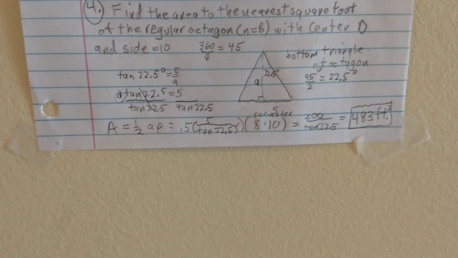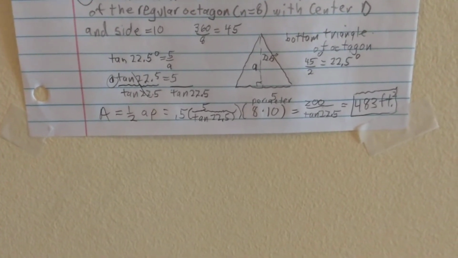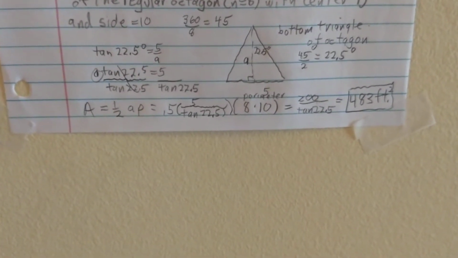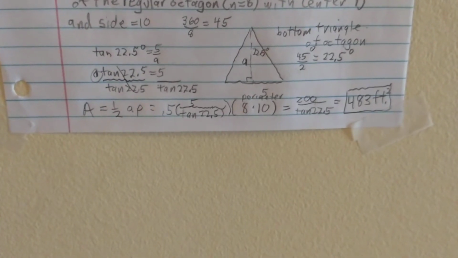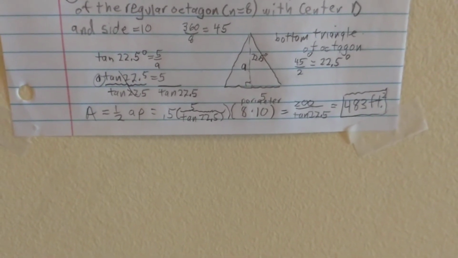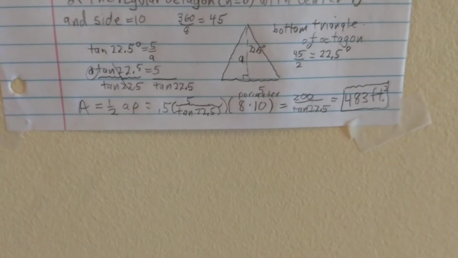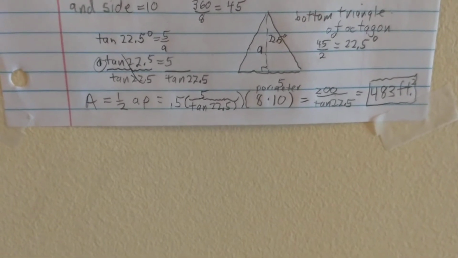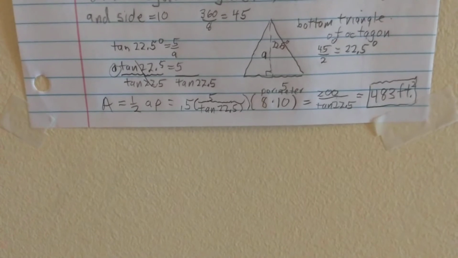So we can use the tangent of 22.5 to be 5 over the apothem, and then cross multiplying, the apothem times tangent 22.5 equals 5, dividing both sides by tangent 22.5 leaves us with the apothem as 5 over tangent 22.5. Now we've seen when we calculate area, we leave the apothem without getting a number for it because it leaves it more accurate for the final answer.